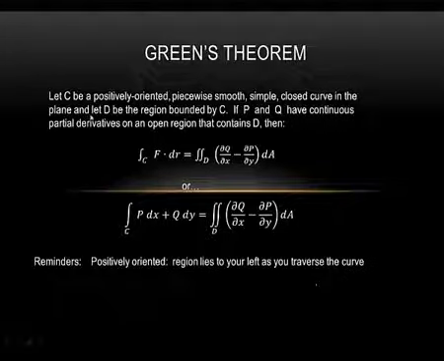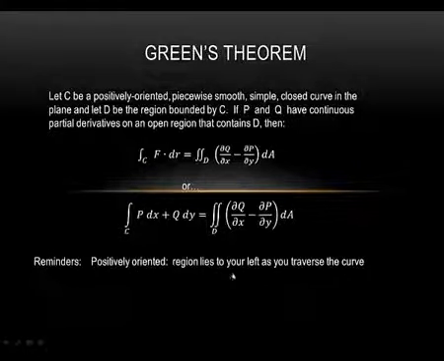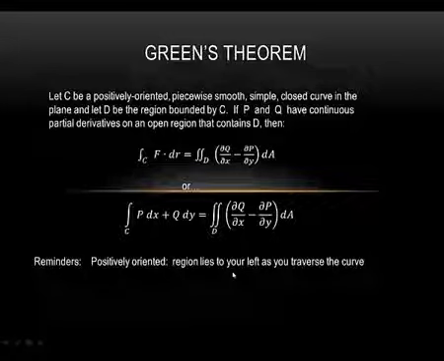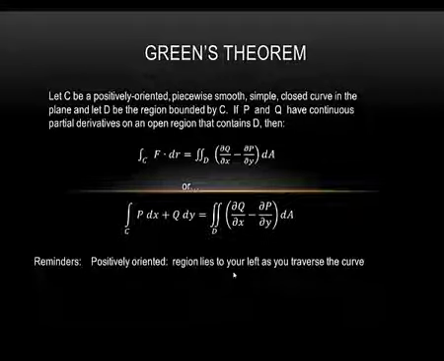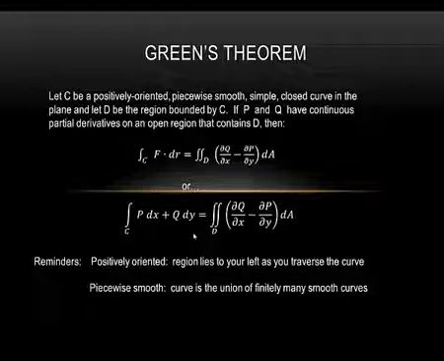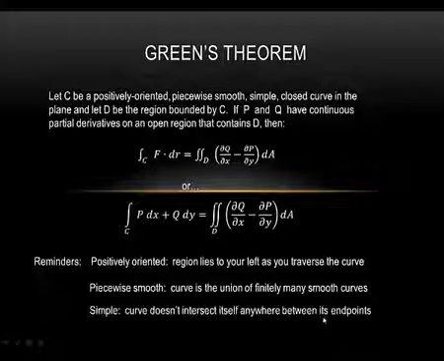A couple reminders from the front part of the theorem. Positively oriented means as we travel around the curve, the region bounded should always be on our left. So if the curve is a simple circle, positively oriented means we would go around counterclockwise, because we would want the region inside the circle to always be on our left. Piecewise smooth means our curve is the union of finitely many smooth curves. So our curve doesn't necessarily have to be smooth, but we have to be able to write it as a union of smooth curves.